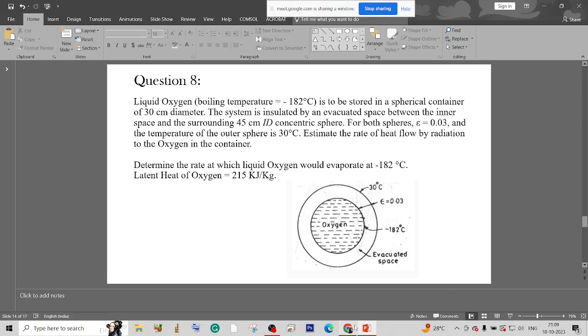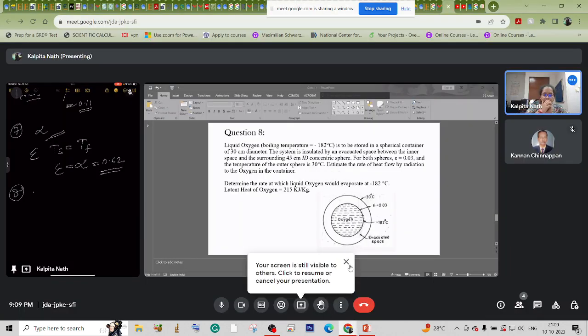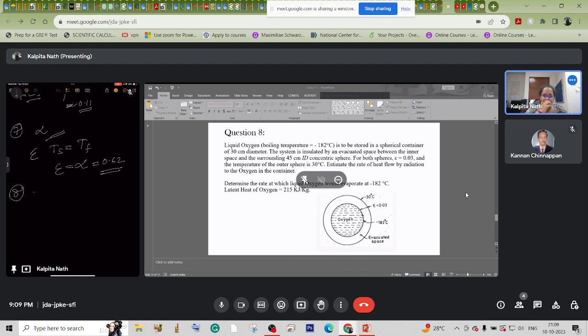So yeah, I'll give you 2 minutes. There is nothing to explain in this very easy question. We'll just be using the equation that we have already derived in class. So first of all, you find out what fraction of surface 1 is exposed to surface 2. The inner surface is exposed to the outer surface. And with that, we can find the total resistance for radiation.